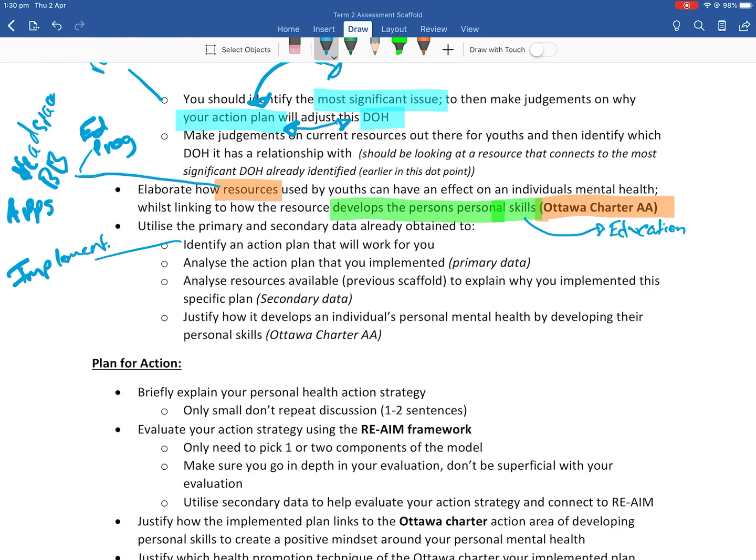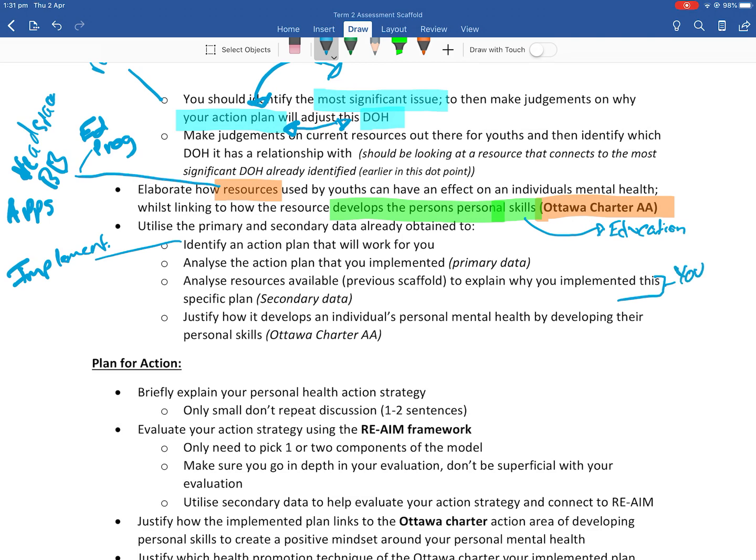You will get this information from when you analyze your primary data from your mood tracker that we do, and also you will analyze the action plan in regards to how you feel during your time using the action plan, and then you'll analyze resources to explain why you specifically implemented this plan. So this is all about you.